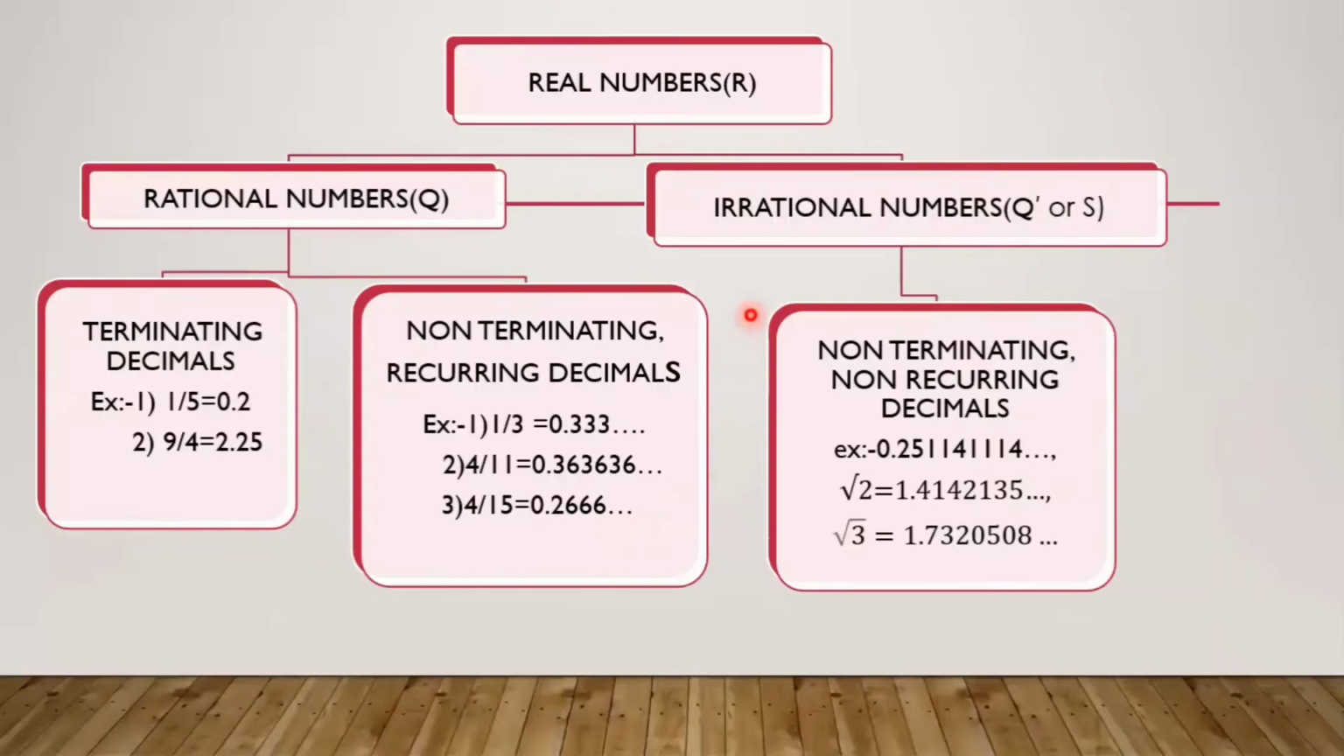Next, coming to the decimal expansions of the irrational numbers, they are non-terminating, non-recurring decimals. In it, the digits after the decimal point do not end, and there is no specific pattern in the reoccurrence. So these type of decimals are called non-terminating, non-recurring decimals.